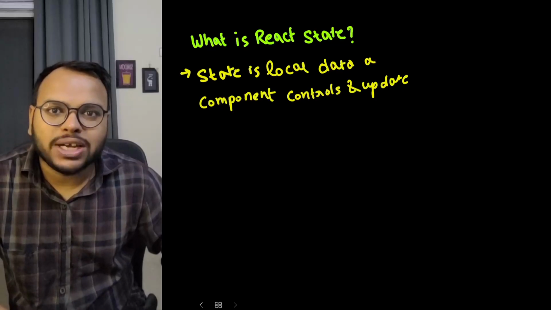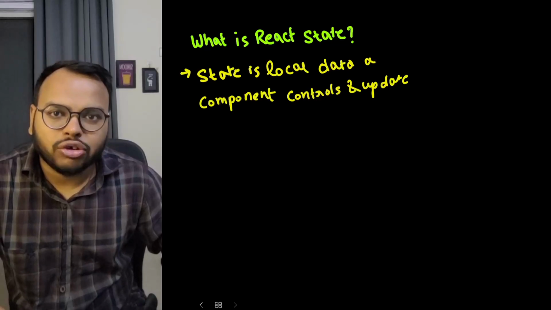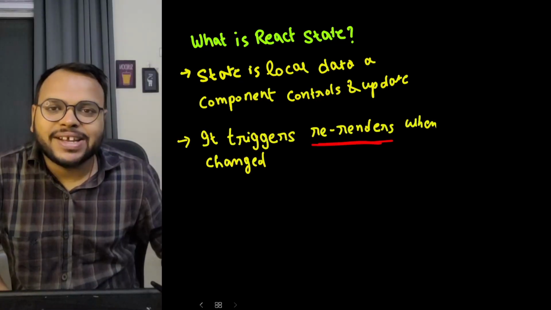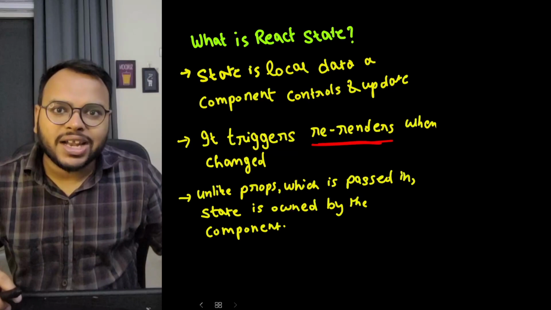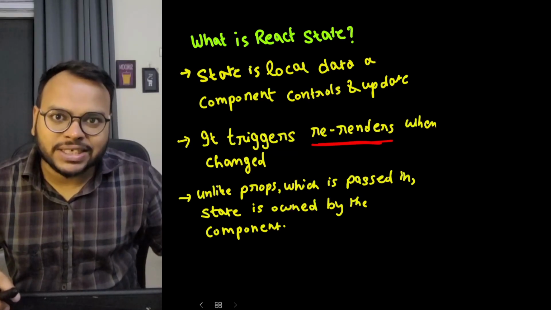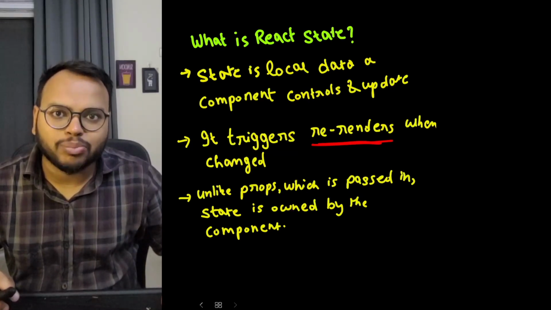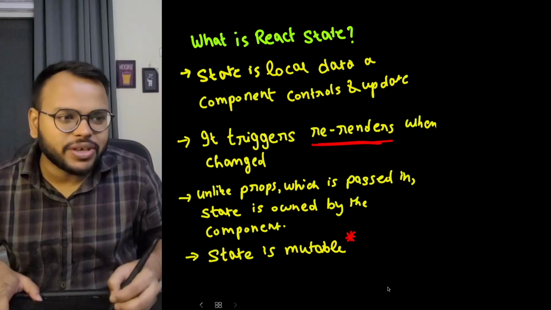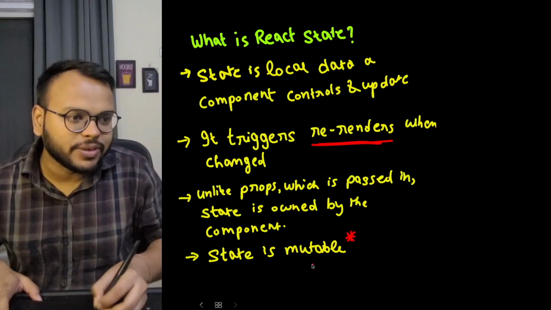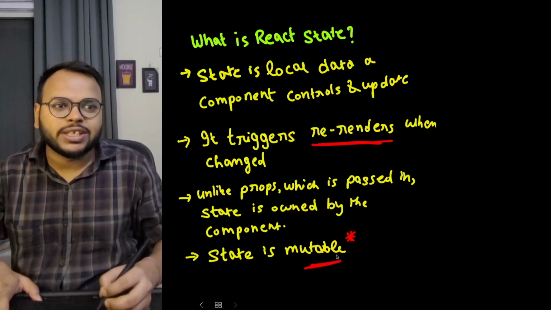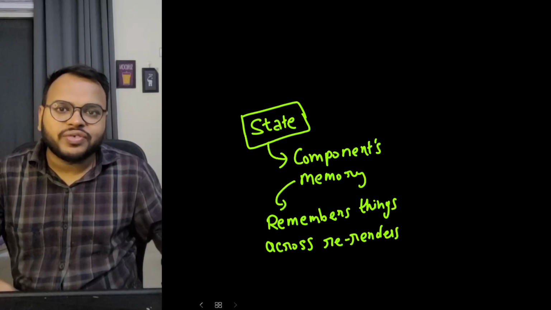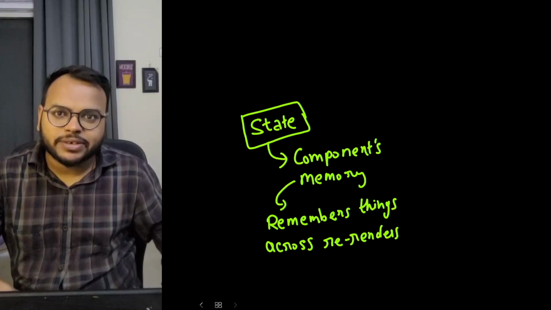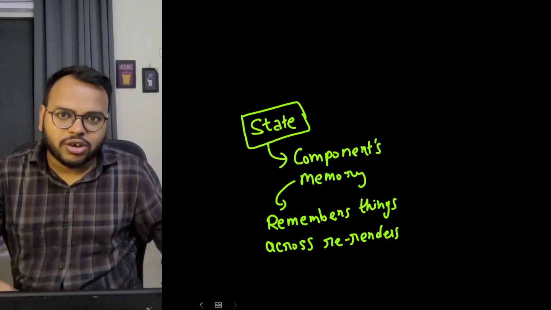State is the local data a component controls and updates. State triggers re-renders when it is changed. Unlike props, which are passed in, state is owned by the component itself. State is mutable, but there is a catch to it, which we will be understanding later on in this video. We can think of state as the component's memory. It remembers things across the re-renders.